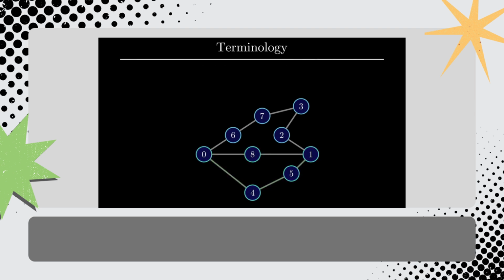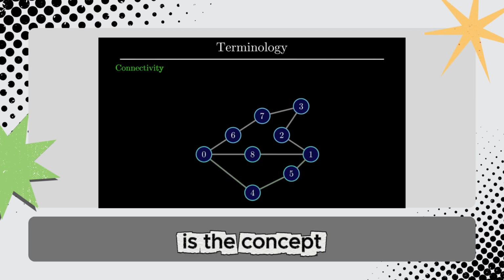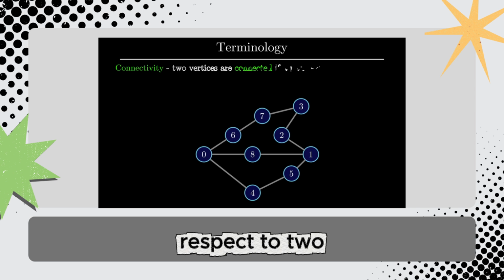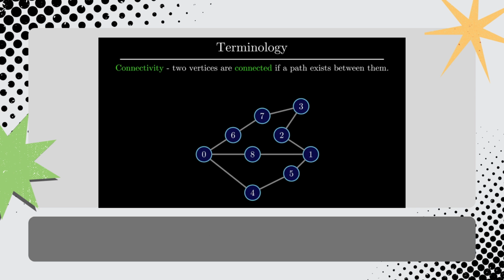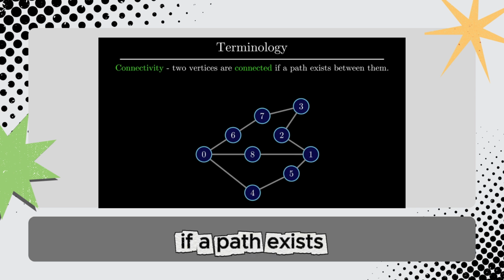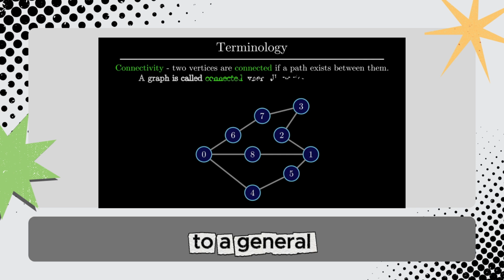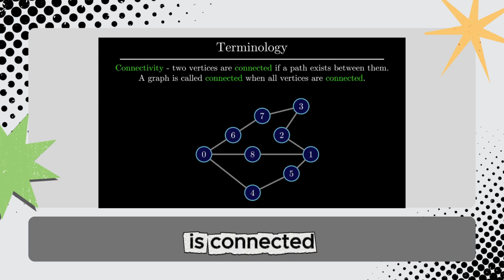The last term I want to talk about is the concept of connectivity, which can be used in several contexts. The first context is with respect to two specific vertices. Two vertices are connected if a path exists between them. The second context you may encounter connectivity is when it is applied to a general graph. A graph is connected when all vertices are pairwise connected. In other words, a path exists between all pairs of vertices.